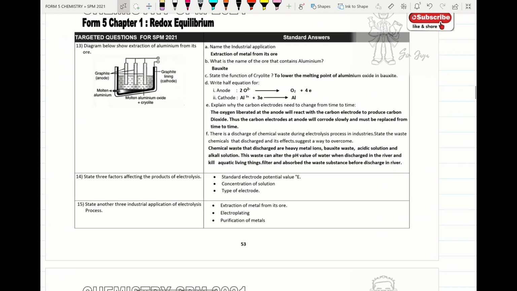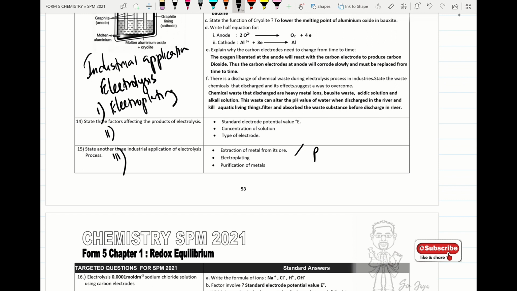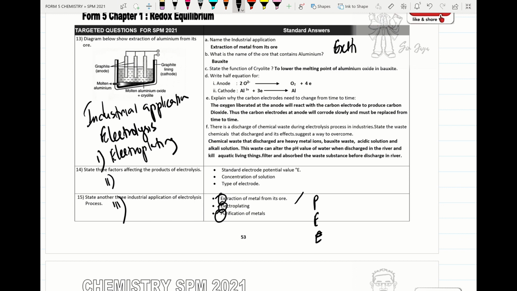All right, please check the industrial application of electrolysis process. So I go for this one. So this is known as industrial application. We have three industrial applications. Number one, in the extraction of metal from its ore. So please remember PEE. Number one is purification. Number two is electroplating. Number three is extraction of metal from its ore.